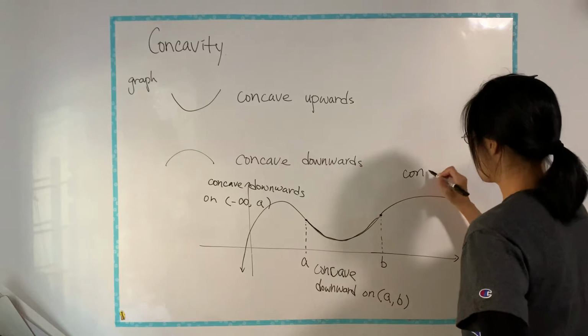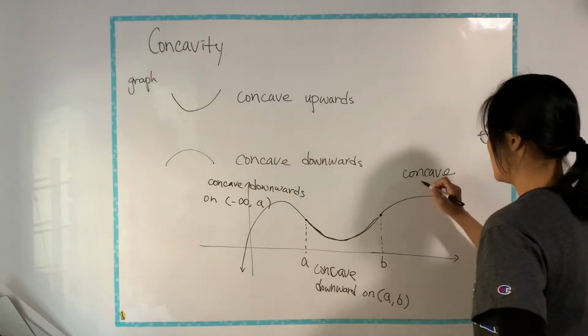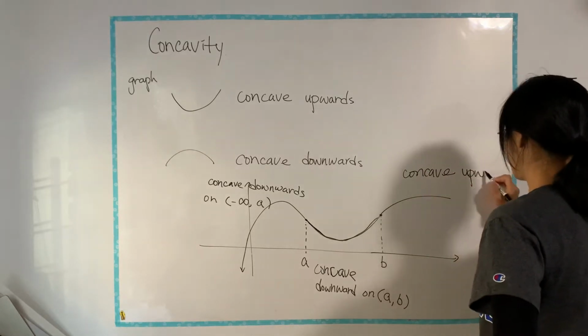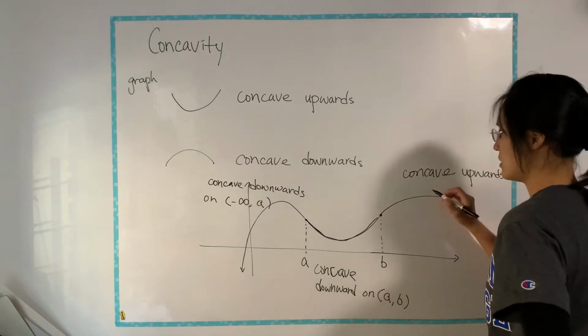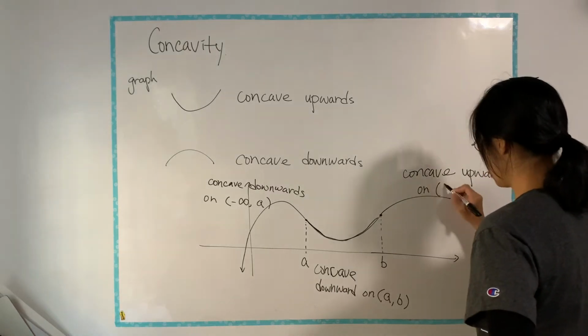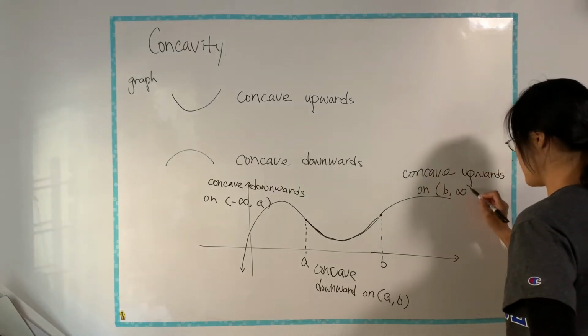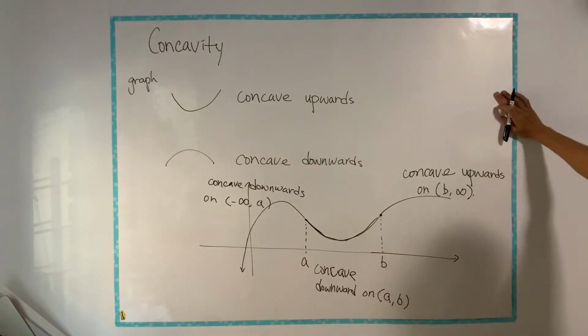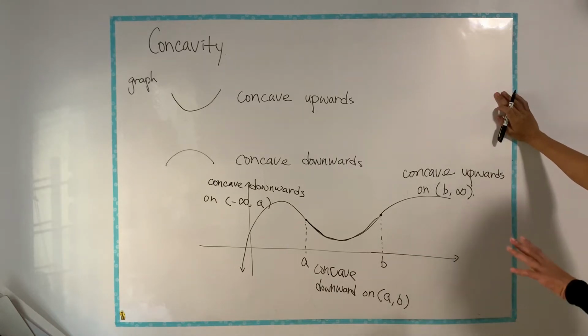So concave upwards on the interval b to infinity. Okay, so that's what the geometry is like.